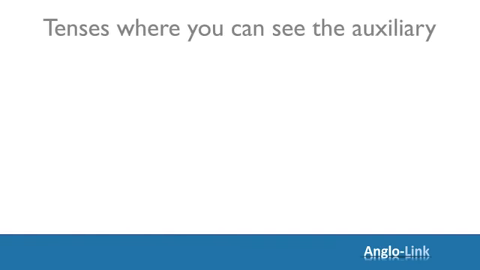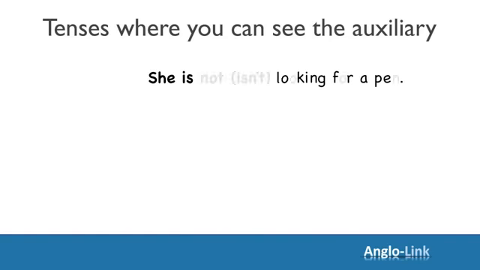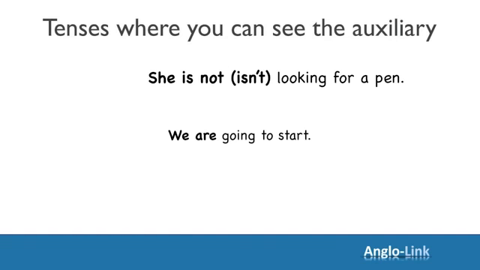Let's move on to other tenses. First, tenses where you can see the auxiliary. For example, the auxiliary verb to be. She's looking for a pen. She's not looking for a pen. She isn't looking for a pen. We're going to start. That's right, just add not to your verb to be. We're not going to start. We aren't going to start.